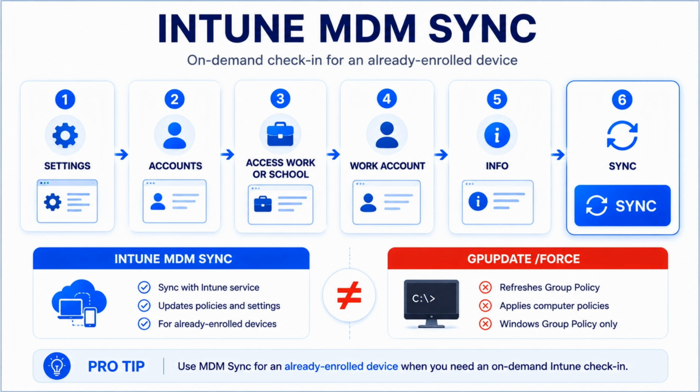If the device is already enrolled in Intune and you need to trigger an on-demand MDM check-in, use the Intune synchronization mechanism instead. From Windows settings, open Accounts, select Access Work or School, select the work account, choose Info, and then select Sync. Microsoft documents this action as a way to force the device to communicate with the MDM server and retrieve policy updates. This is different from gpupdate. Group policy refreshes group policy. The settings sync action communicates with the MDM service.